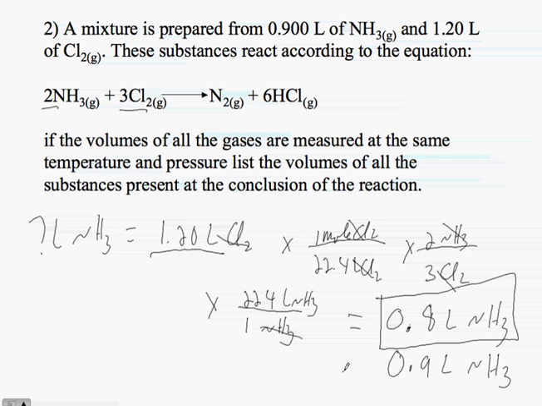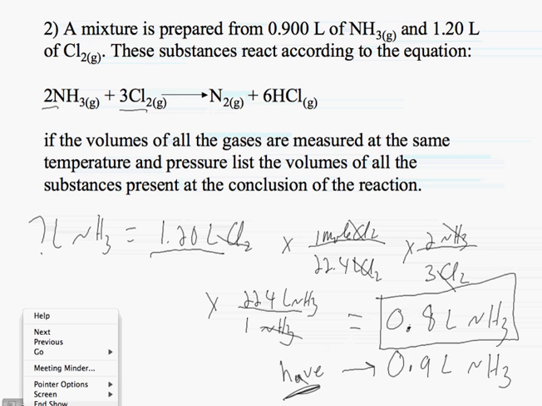So if I have 1.2 liters of Cl2, then I would only need 0.8 liters of ammonia. But we're told that we have 0.9 liters of ammonia. So this is what we have, and this is what we need. We're in excess, so we definitely know that Cl2 has to be the limiting reagent. If Cl2 is the limiting reagent, we can base all of our other calculations, how much nitrogen and how much hydrogen chloride we would get, on the limiting reagent. So let's do the calculation.